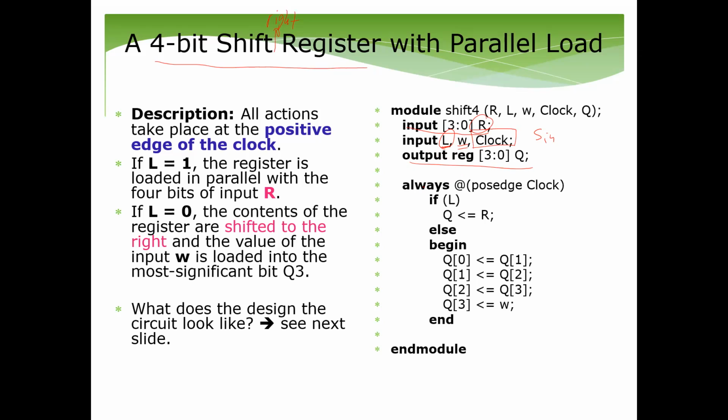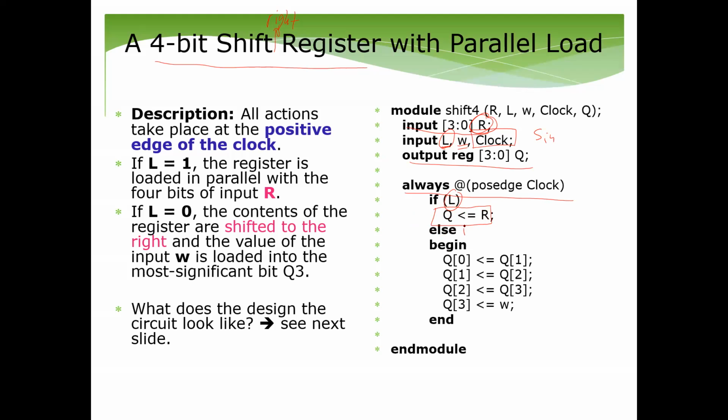Our output is Q. That means we can read the data parallelly out of this register. It's going to be 4-bit. That's the same size of the input load. And then always at the positive edge of clock, first, we're going to check the signal L. If L equal to 1, that means we will be loading. If we want to load to a register, we'll just assign whatever we have at the input to be assigned to the output Q.